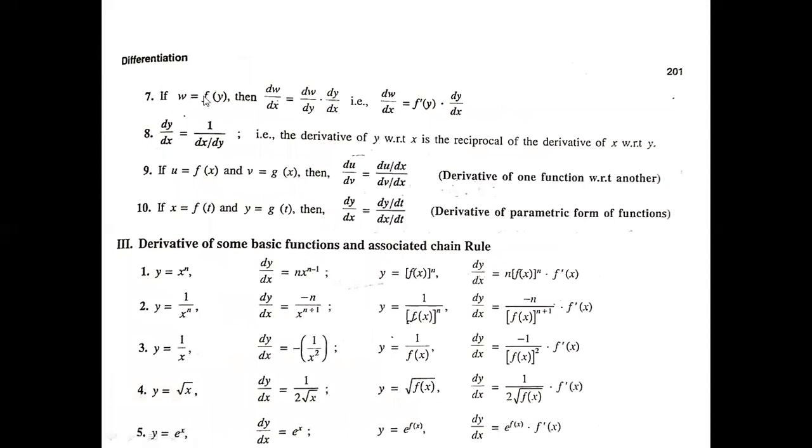Next, if w is equal to f of y, then dw by dx is equal to dw by dy into dy by dx. That is, dw by dx is equal to f dash y into dy by dx. This is also called the chain rule. Next, eighth one, dy by dx can also be written as 1 divided by dx by dy. That is, the derivative of y with respect to x is the reciprocal of the derivative of x with respect to y.